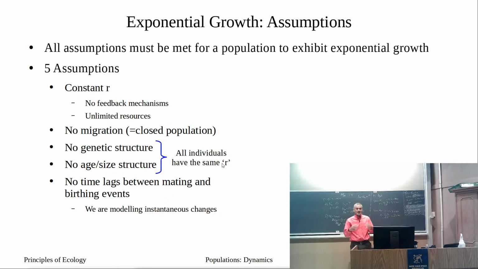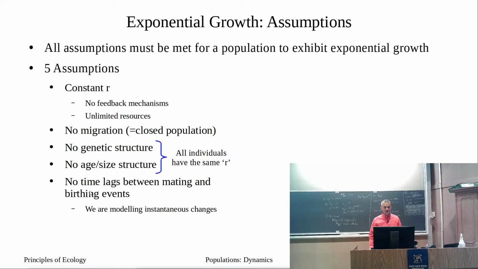All right? So we can't really have that genetic structure. Likewise, we can't have the age or size structure. We can't have larger individuals having a higher R value just because of their size. All right? Not possible. We can't have older individuals having higher R values or lower R values just because of their age. Again, we assume that this R applies to all individuals across our population.